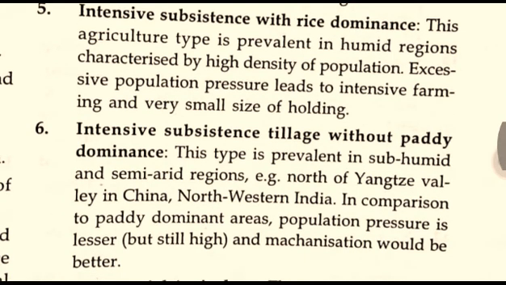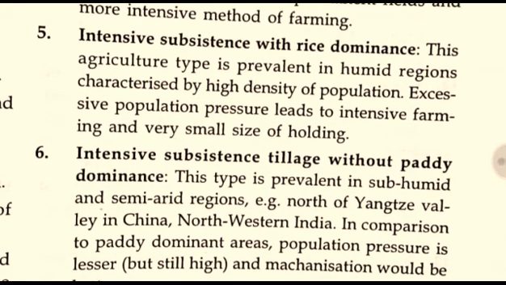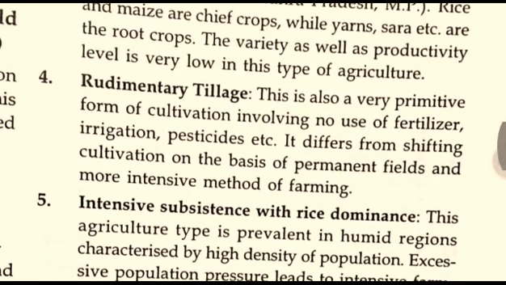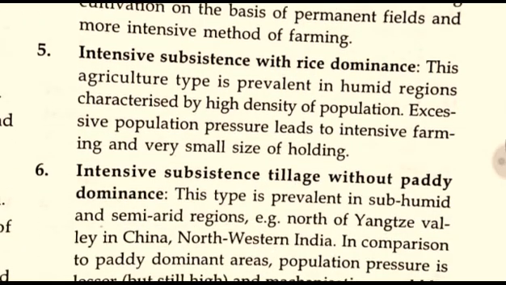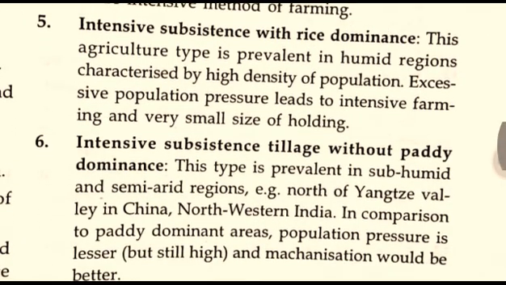Intensive subsistence with rice dominance. So first here rudimentary tillage, then intensive subsistence with rice dominance. This agriculture type is prevalent in humid regions and practiced in areas of high population density. Excessive population pressure leads to intensive farming and a very small size of holding.